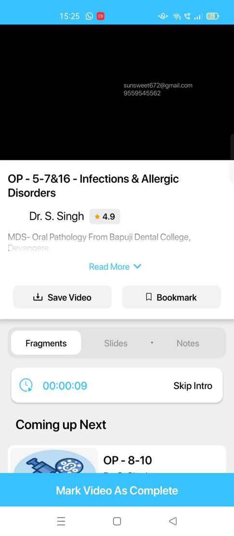Sometimes they also show calcified laminated concretions. Laminated means something which is going like this. These are called Schaumann bodies. So both Schaumann bodies and asteroid bodies can be seen in sarcoidosis. Another important diagnostic test for sarcoidosis is the Kveim-Siltzbach test. Okay, Kveim-Siltzbach test is a diagnostic test for sarcoidosis.